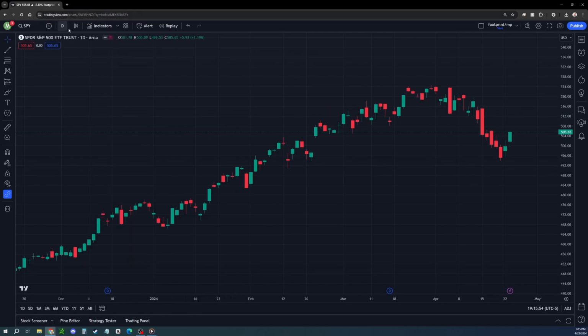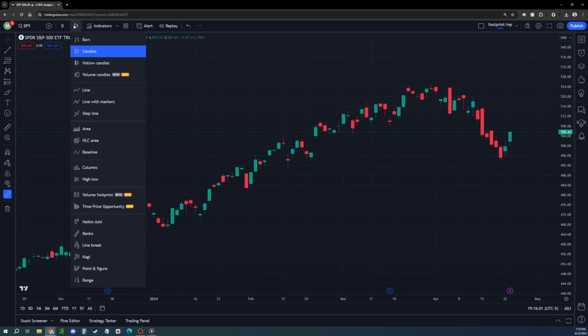To access footprint charts on TradingView, simply look at the top left of your chart for the chart type selection. You can see me waving my mouse over. Click on it, and then scroll down to the volume footprint.